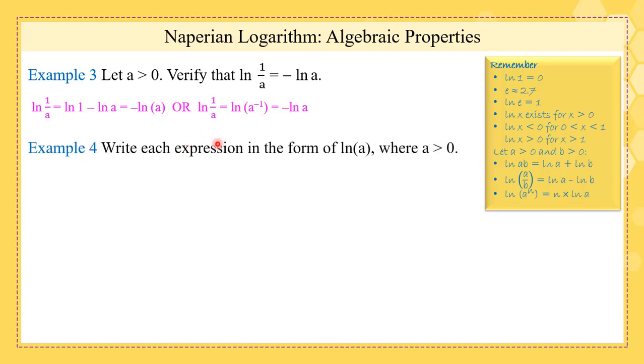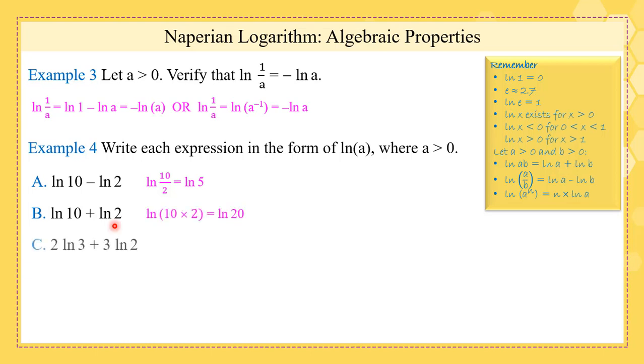Okay, now we need to write each expression in the form of ln a, where a is strictly positive. In other words, I want the expression to be written so that we have just one ln only. ln 10 minus ln 2. If we use this property, what is ln 10 minus ln 2? It will be ln of 10 over 2, which is ln 5. Now what is ln 10 plus ln 2? We can apply the first property. So in this case, it becomes ln 20.